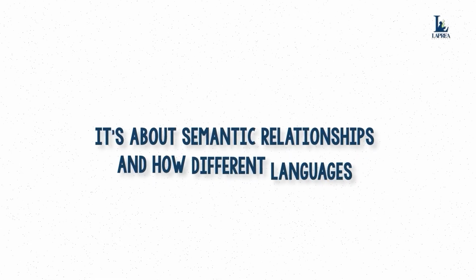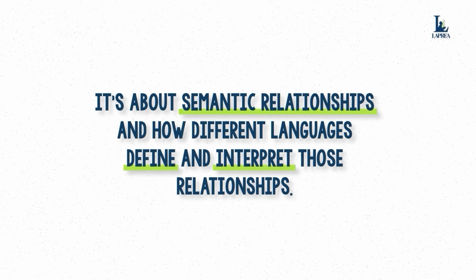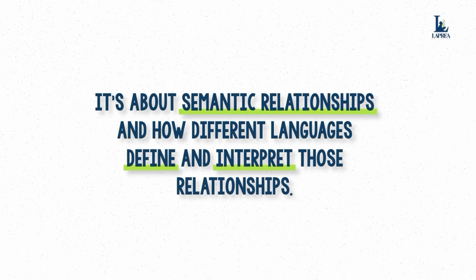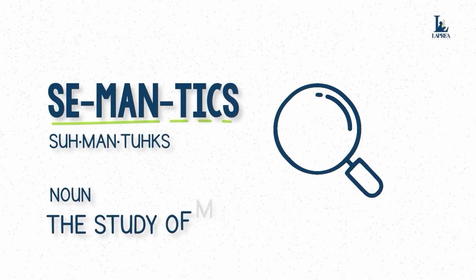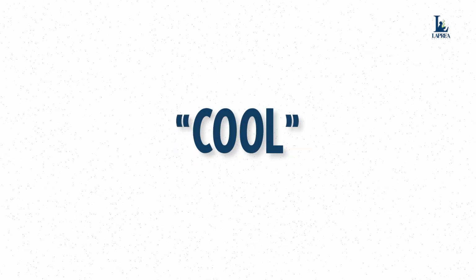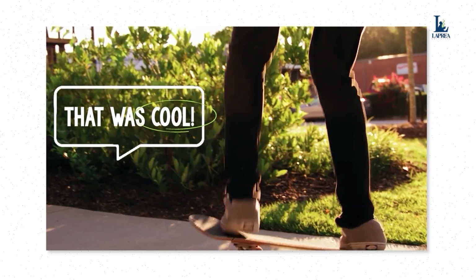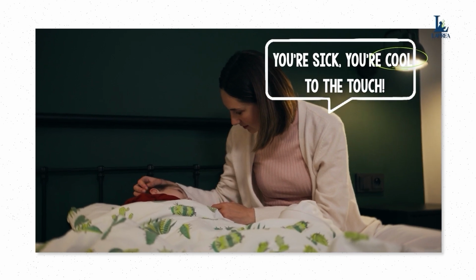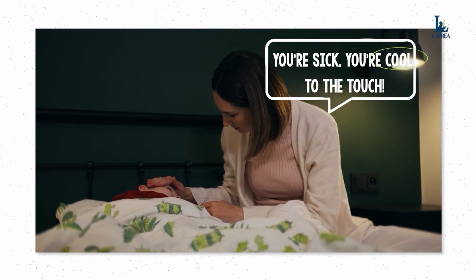It's about semantic relationships and how different languages define and interpret those relationships. So let's break it down in simple terms. Semantics is basically the study of meaning in language, and it really goes beyond a word's dictionary definition. Think of it like this. You know how the word cool can mean something awesome, like a really neat skateboard trick, but it can also mean someone's temperature is a bit chilly. That's actually semantics at work. It's about understanding all the different meanings that words can have depending on the context they're used in.